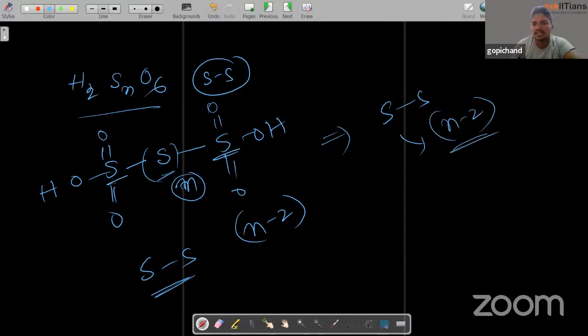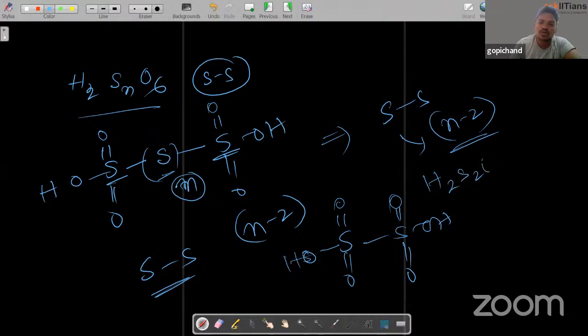If you are not getting the answer, just take one example. S double bond O, S double bond O, S, OH, S double bond O, S double bond O, OH. So this will be H2S2O6. In this case, if your n value is 2, n minus 2 means how many SS linkages are there? 0 SS linkages. So n minus 2, 2 minus 2, 0 SS linkages. Yes, we don't have any linkages here.